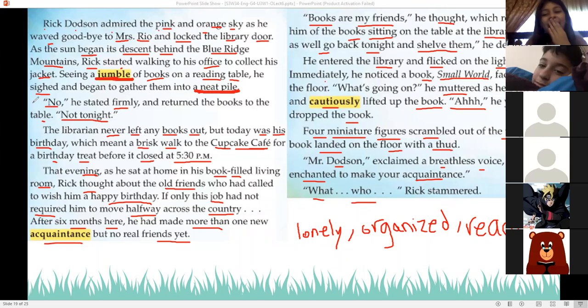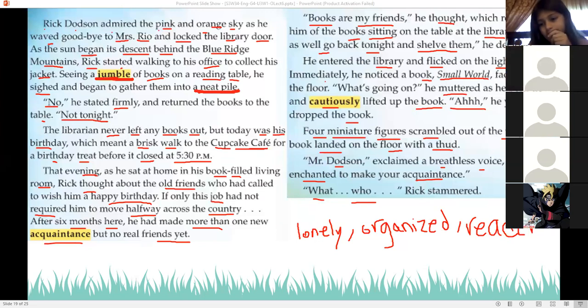Ali Burji 1, Ali Burji 2, Ali Burji 3. Yes, I was in the toilet. Okay. Yalla, start reading.